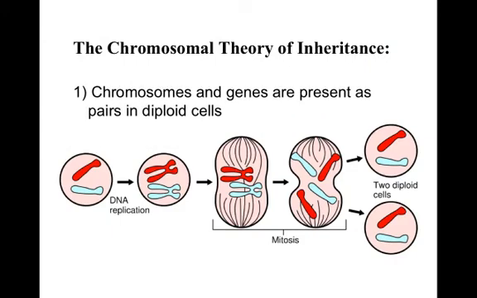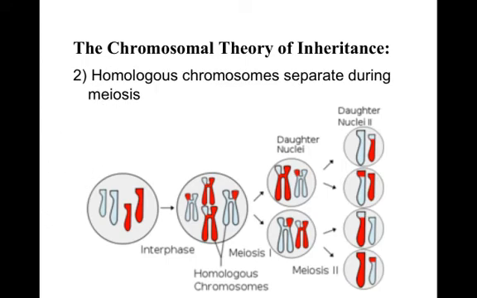So there are three different aspects of the chromosome theory of inheritance. Number one is that chromosomes and genes are present in pairs as diploid cells. The other part of the theory of inheritance says that homologous chromosomes, again those chromosomes that are obtained from parents, separate during meiosis. So at the end of this process, we'll actually have daughter cells, which we call sex cells, that are haploid. So they contain half the number of chromosomes as the parents do.